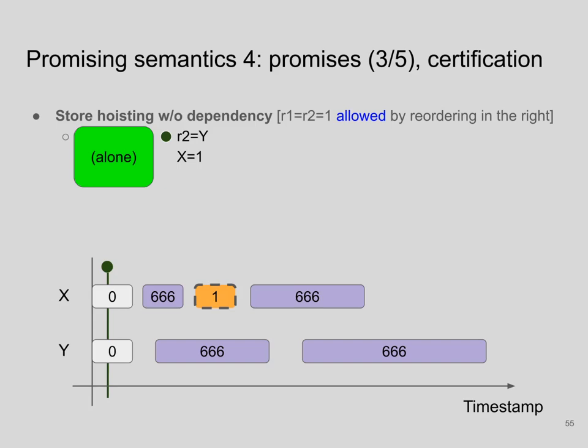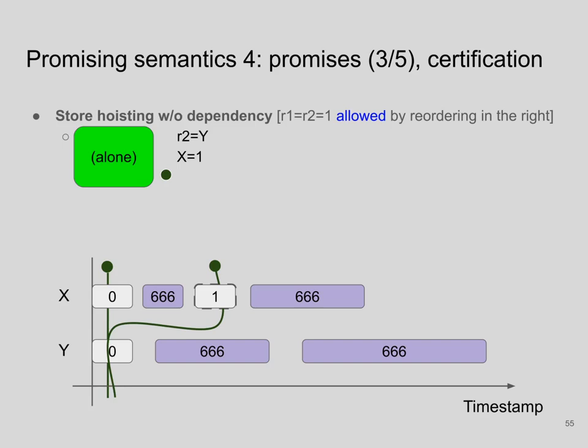So now let's assume that this is the interference, and you can read 0 from y, updating the view to not updating the view at all, because your view is already on the value 0, and then you can fulfill the promise by storing 1 to x. So that's the reason why this example is allowed. You can promise to write x equals 1 because you have an ability to fulfill the promise.